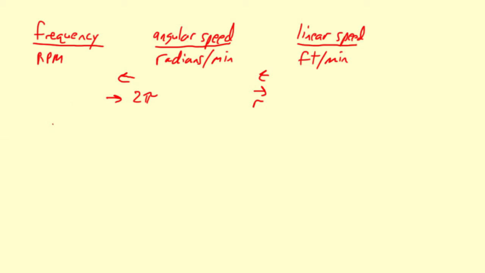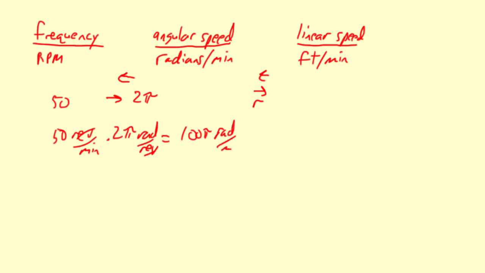So let's try some numbers here. Let's say you have 50 RPMs. To get the angular speed, you multiply that by 2 pi. So the units work like this: 50 revolutions per minute times 2 pi radians per revolution. That gives you, because the revolutions cancel out here, 100 pi radians per minute. And that's your angular speed.